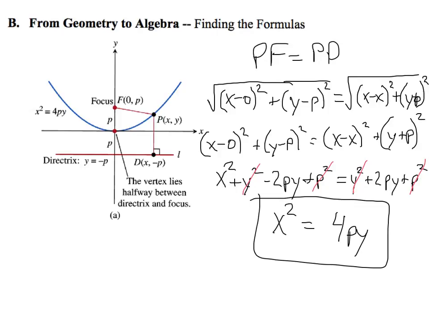So let's think about what this means. x squared kind of makes sense. You know, it opens up. That's typically when we graph something, it would be x squared for a parabola. But what does this p mean?